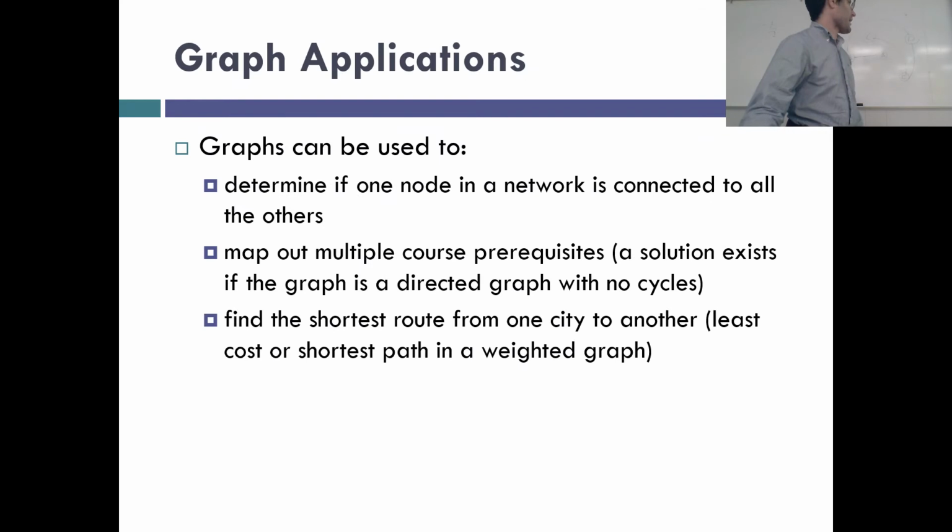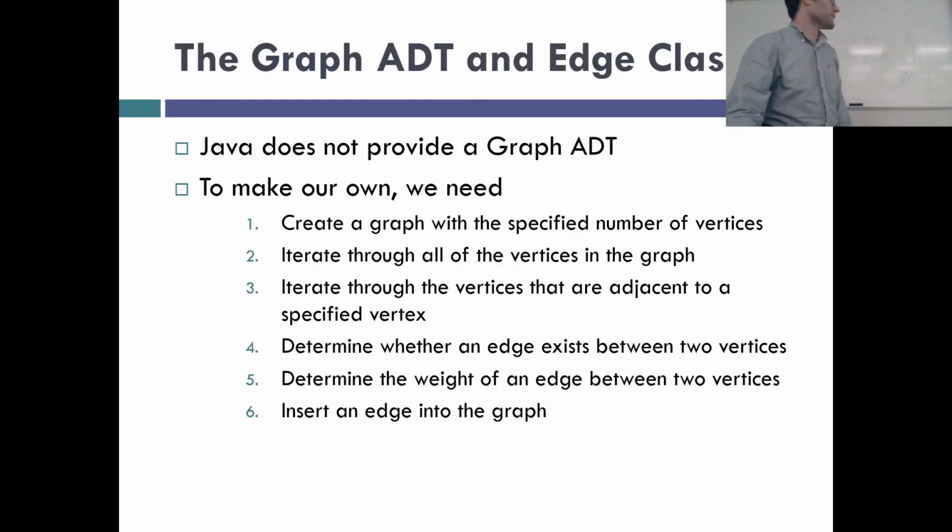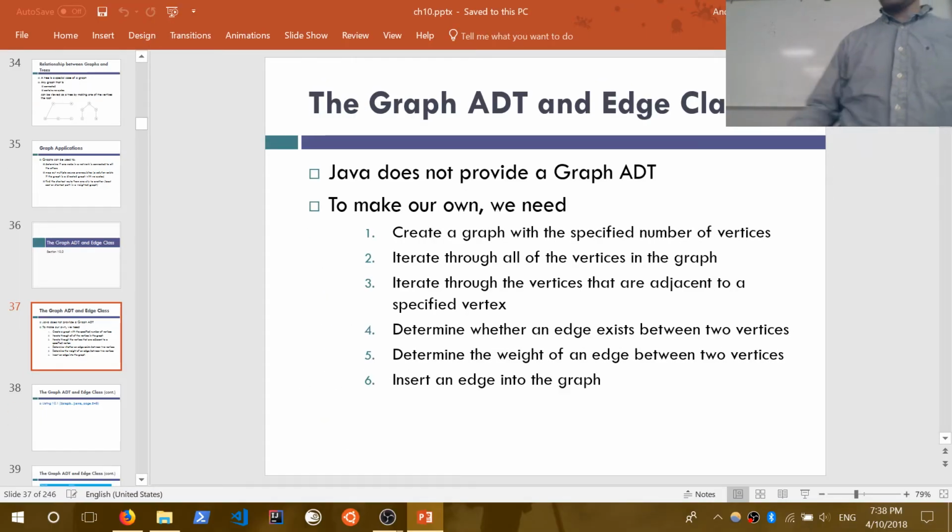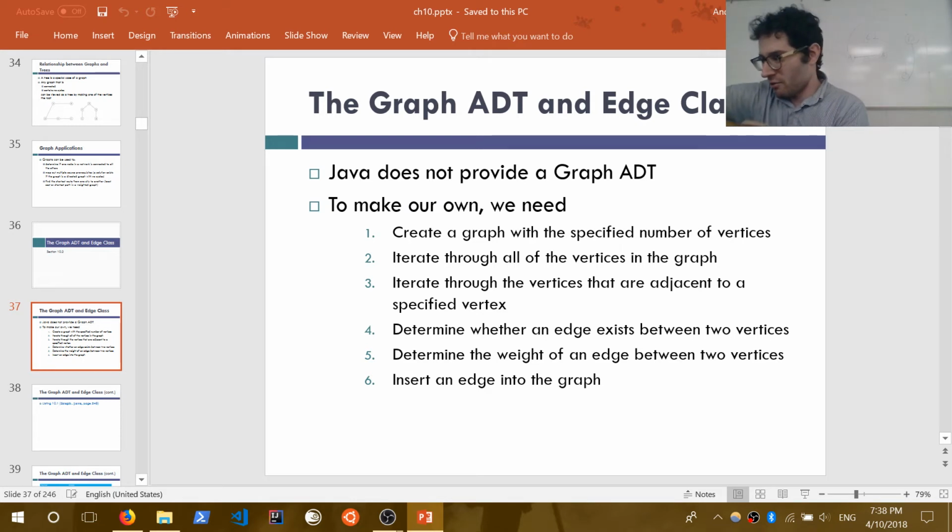So how do we build graphs, essentially? There's essentially two ways to do it. Java does not provide a graph abstract data type, and neither does Python, believe it or not. So we're kind of on our own here. Rather than going with the slides, we are going to use external libraries for our tool.